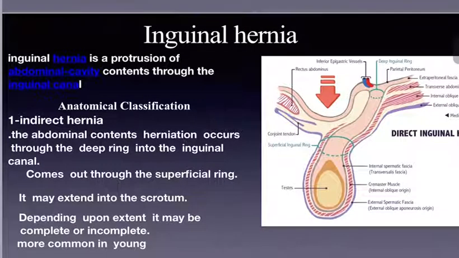Inguinal hernia is a protrusion of abdominal cavity contents through the inguinal canal. On the basis of anatomical classification, there are some types of hernia which we'll discuss in depth. The first one is indirect hernia. The abdominal contents herniate through the deep ring into the inguinal canal and come out through the superficial ring. It may extend into the scrotum. Depending upon extent, it may be complete or incomplete. It is more common in the young.